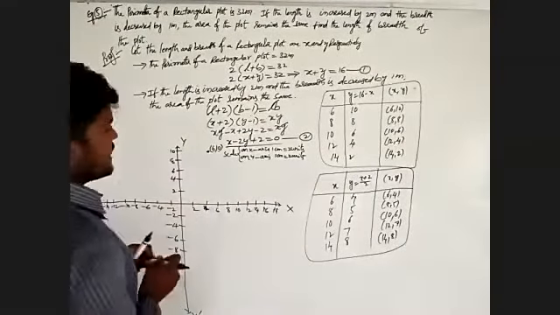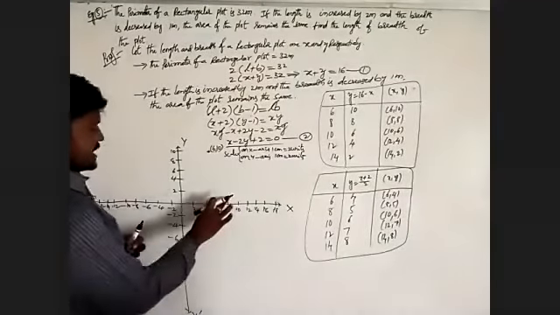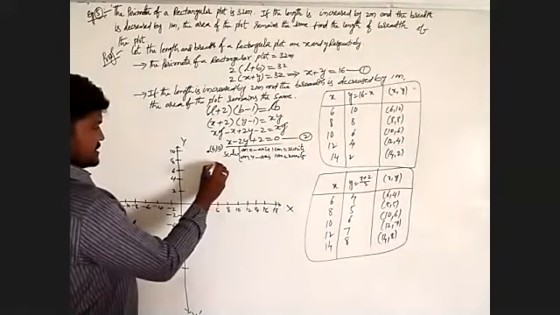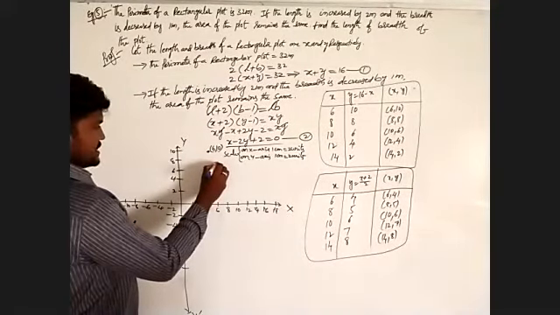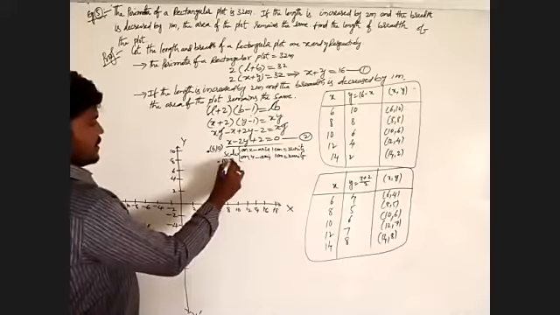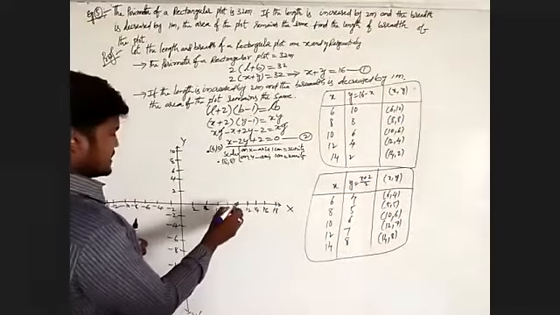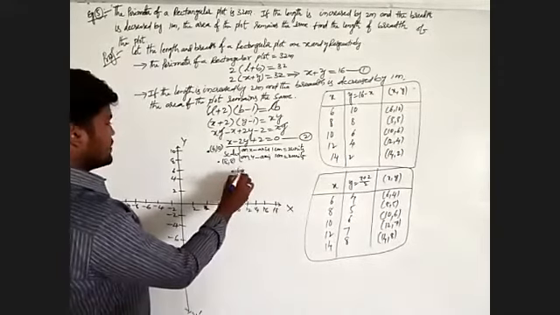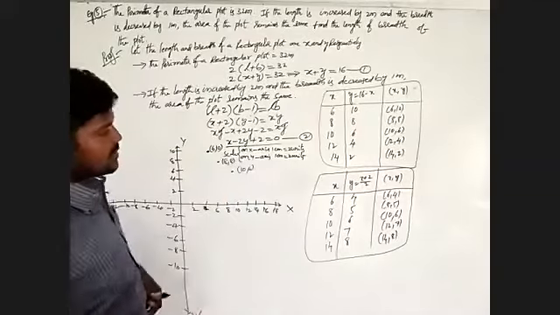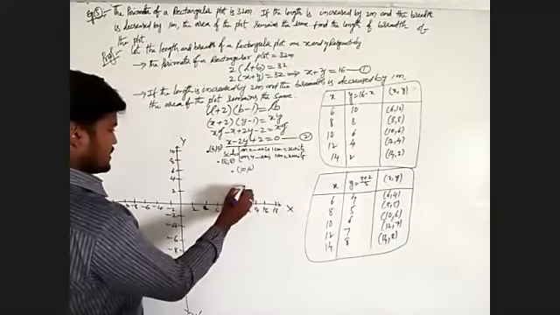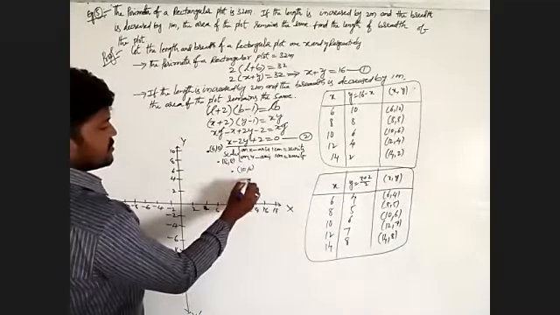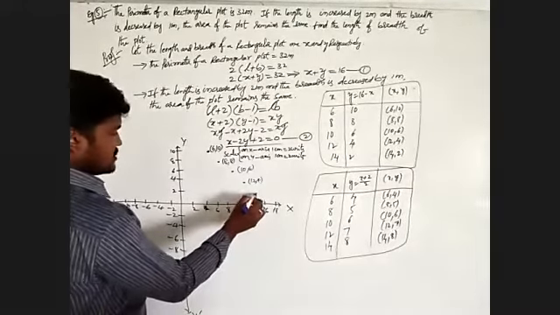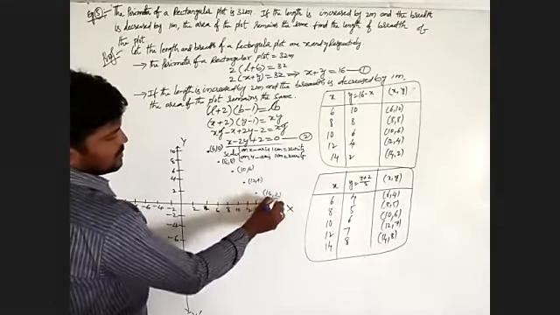After that we take 8 comma 8. On the x-axis we take 8, on the y-axis we take 8. This is the point 8 comma 8. Next we take 10 comma 6. This is 10, this is 6. Name it 10 comma 6. After that we take 12 comma 4. This is 12, this is 4. Name it 12 comma 4. Finally we take 14 comma 2. This is 14, this is 2. Name it 14 comma 2.